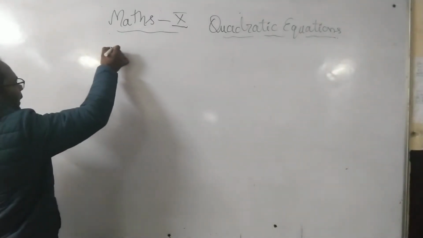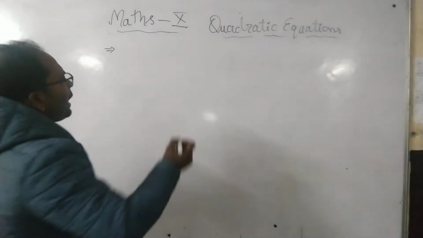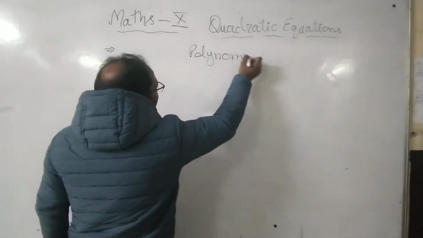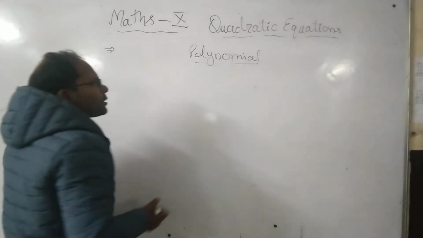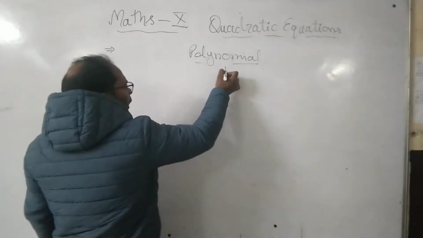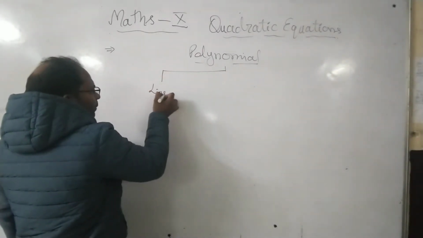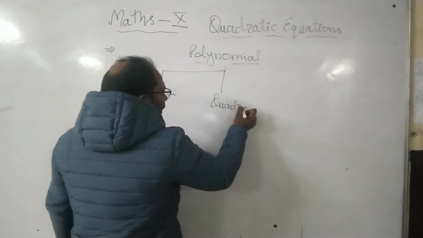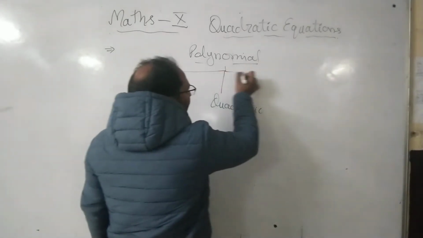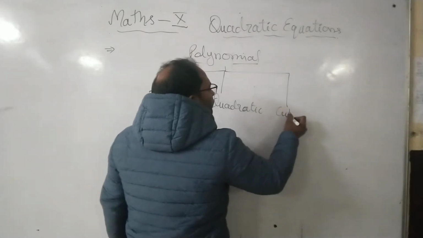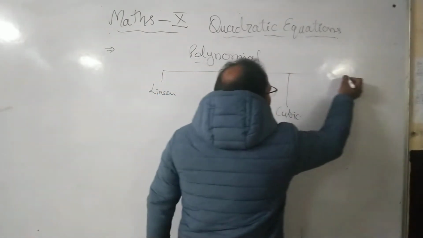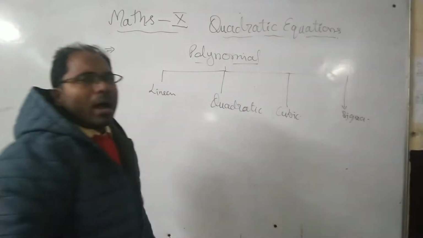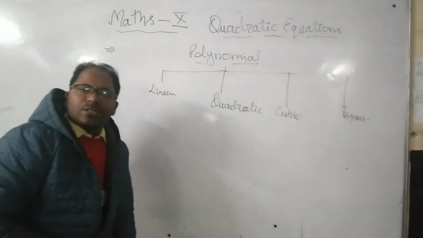What is a quadratic equation? Students, in class 9 you have learned about the polynomial, and that was divided into 4 parts. Number 1, that is linear. Number 2, that is quadratic. Okay, and next is cubic, and the next one is biquadratic also. So these were the parts of this polynomial we have learned in class 9.